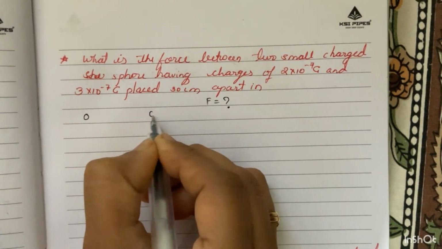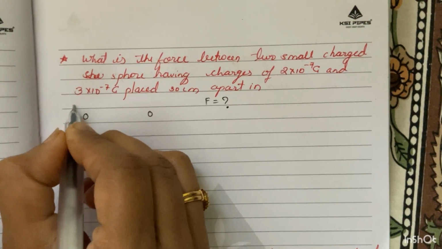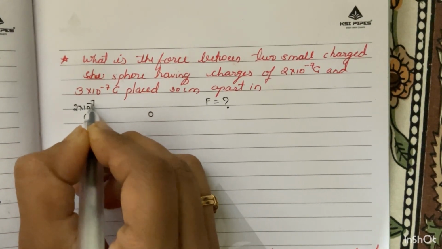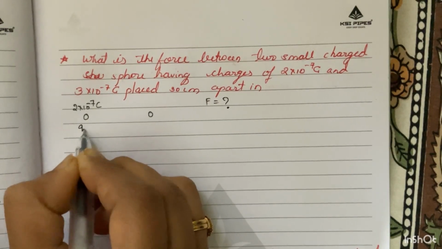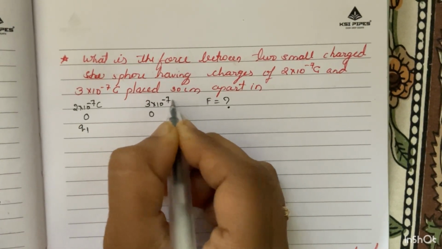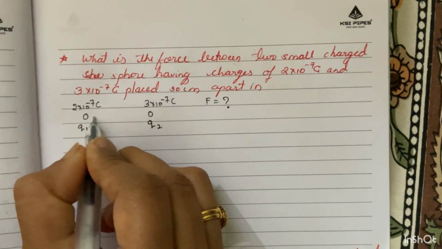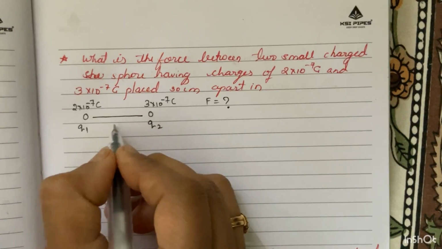Let me draw it roughly. One sphere has the charge 2 × 10^-7, and this will be q1. This one is 3 × 10^-7 coulombs, and this is q2, placed 30 centimeters apart. The distance between these two charges is how much? That is 30 centimeters.